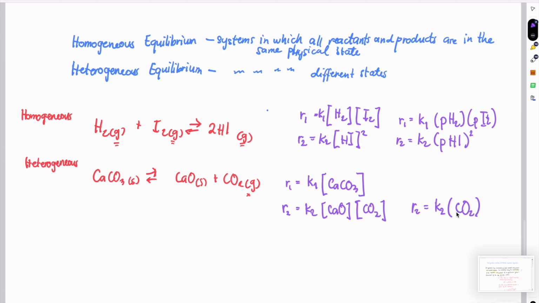Ma'am, why only CO2? Where is the CaO? Notice that solids and liquids have no atmospheric pressure. Only the gas. Only the gas has a given in ATM. You do not apply this concept, the parenthesis concept, to solids and liquids. This is only applicable for gas. Okay?